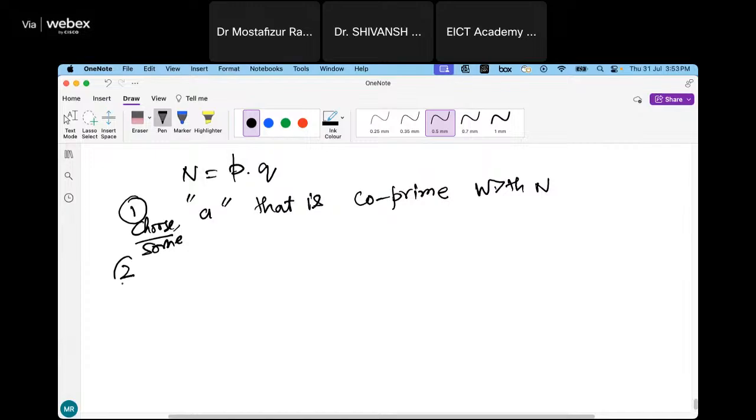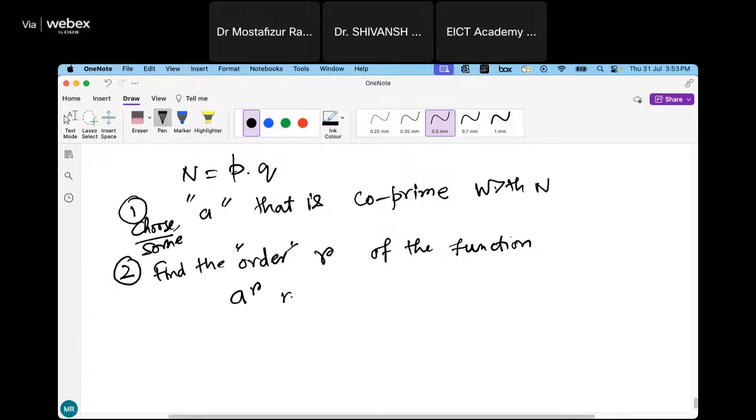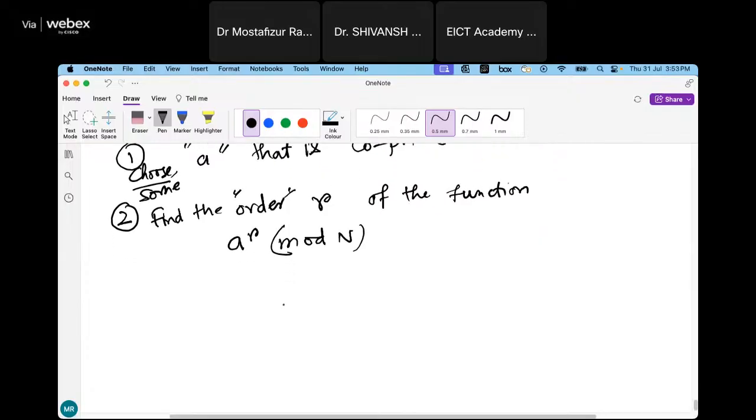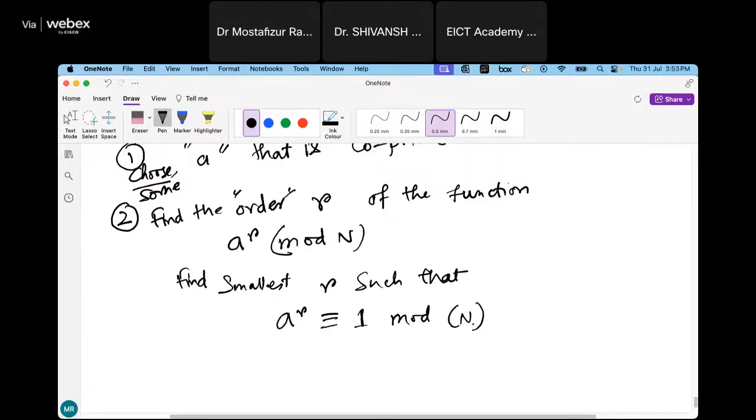Okay. Then find the order. It is related to the periodicity. Find the order R of the function. You define a function a to the power R modulo N. This is the representation of your function in the exponential, periodic form, right? So find the smallest R such that a to the power R is 1 modulo N. We have to find the smallest R such that the remainder is 1 with modulo N, right?